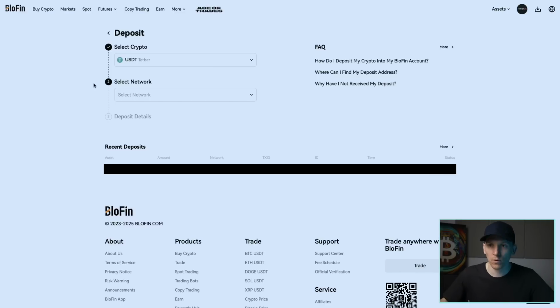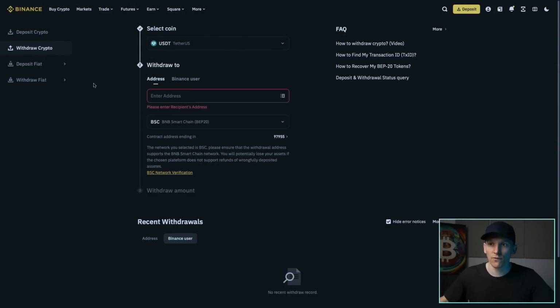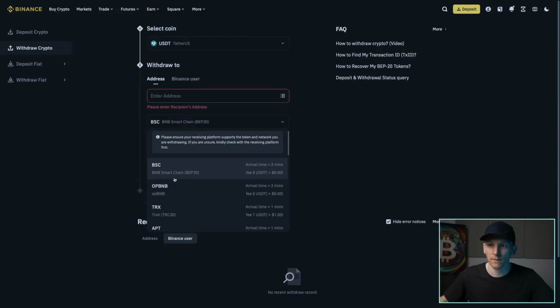So I've got some stablecoins on a different exchange and I'm going to send in some USDT, which is a stablecoin, over from my Binance account. So I press withdraw crypto, select coin. This is the coin that I'm sending, USDT, and I'm going to choose the blockchain that I'm sending it on. Now, for Binance, they actually send on the BNB Smart Chain and the cost is free. So I'm going to use that one.